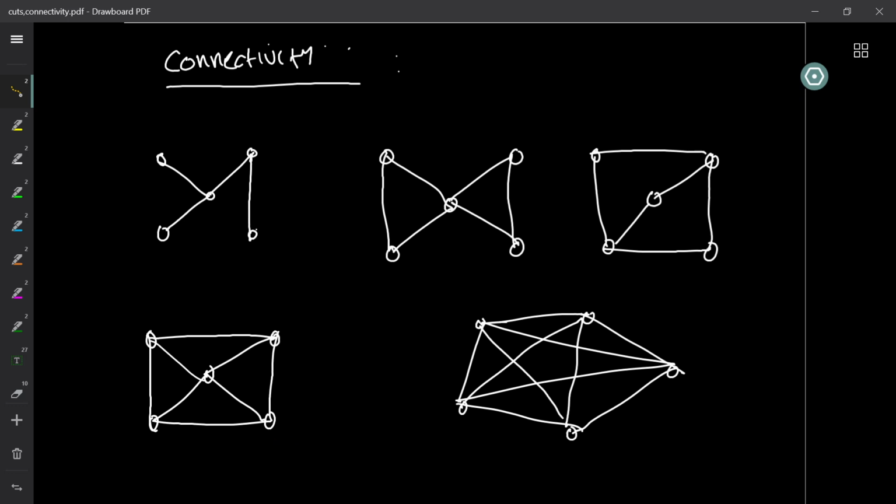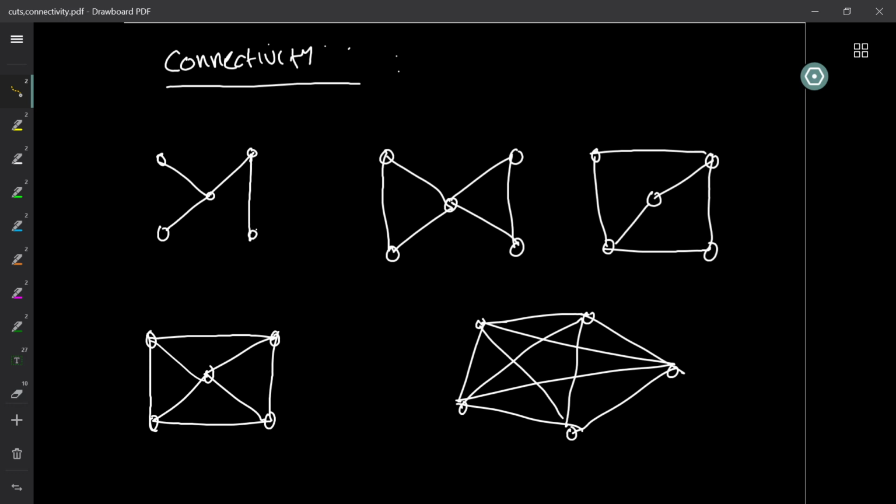But even that graph is not as connected as the final graph, which is a complete graph on 5 vertices. All these graphs are on 5 vertices. In the last graph, any vertex is connected to any other vertex by a direct edge, and therefore without removing at least 4 edges, you cannot disconnect it. So the connectivity notion becomes more and more strengthened.